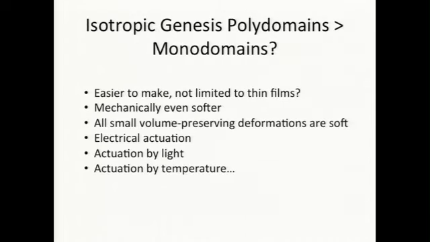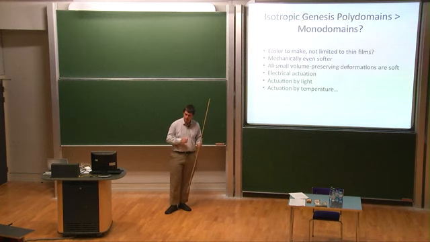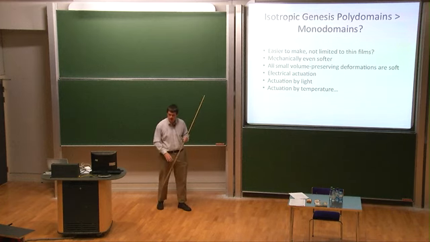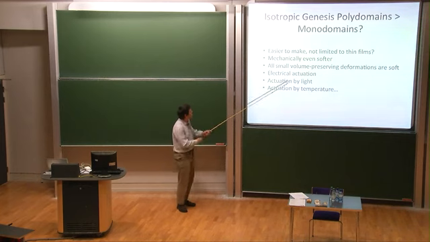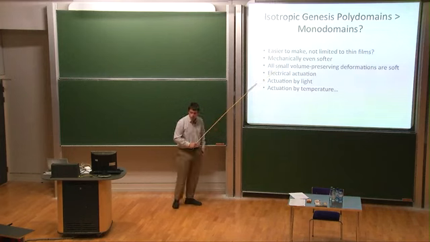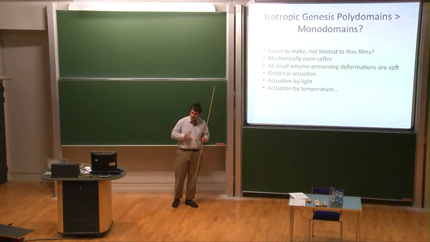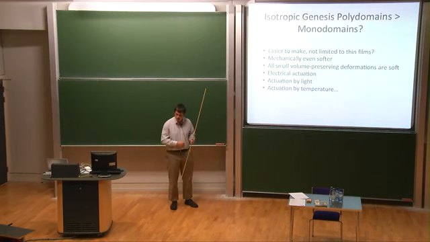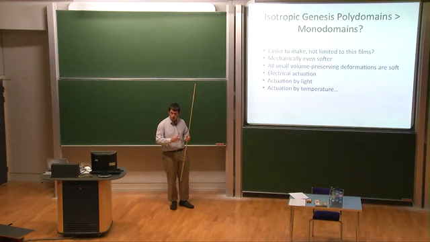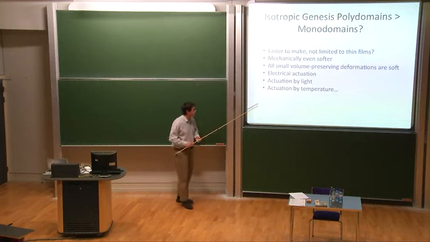A couple more points. So the isotropic genesis polydomains, what I really want to say here is that in terms of if you write down the energy function, the biggest part of the energy function doesn't have any spatial dependence. The biggest part of the energy function, therefore, is the monodomain energy. And therefore, I think there's a strong argument that actually these should get a lot more attention. They're easier to make than monodomains. They're mechanically probably even softer. Because they start from this macroscopically isotropic state, rather than having very special soft deformations, in fact, all small volume preserving deformations will be soft.